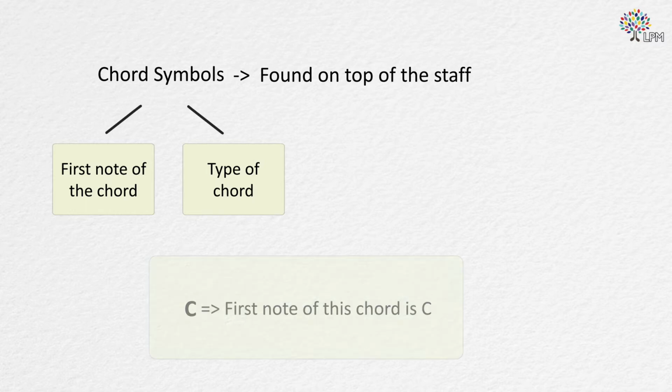So for example, if we see a capital C, that is a C chord, and the first note of this chord is a C. If we see a capital F, then that's an F chord, and the first note of that chord is an F. Similarly, we could see something like a B flat. So that's a B flat chord, and the first note of that chord is a B flat.